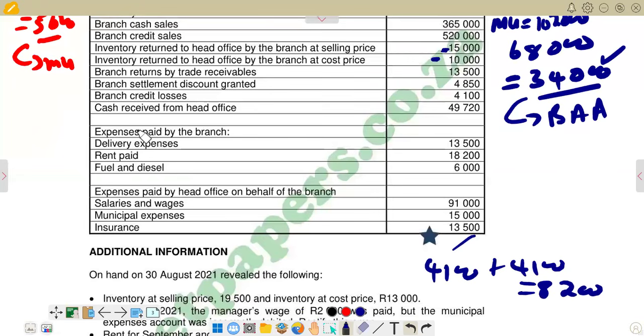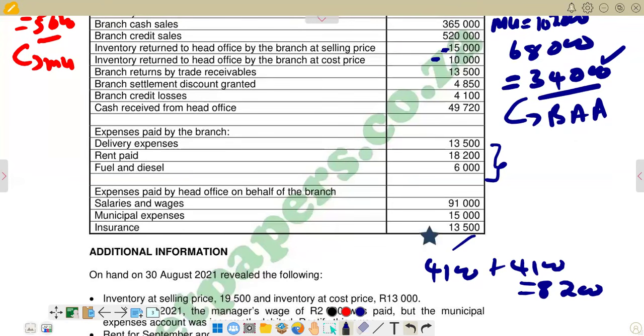Right. After that, now we have expenses paid by the branch. All these expenses have been paid. These are actual amounts that have been paid. So they're going to affect the branch bank account. It's a payment, which means cash is moving out. So we are going to credit the branch bank account with all these transactions. Delivery expenses, 30,500. Rent paid, 18,200. Fuel and diesel, 6,000. Go to the credit side of the branch bank account and enter all those amounts.